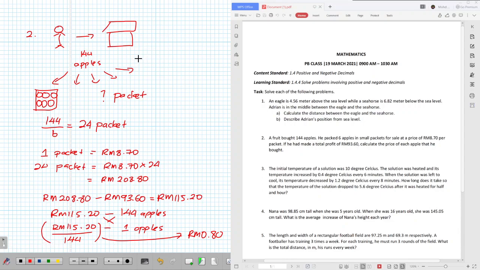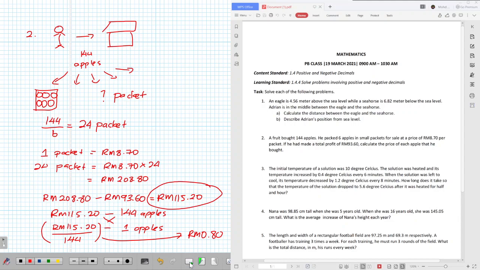So you need to write it down. 144 apples is divided into 24 packets, because we know that each packet has 6 apples. Then he sells all the apples in packets at that price, and if we multiply it, we will get 208 ringgit 80 cent. But he made a total profit of 93 ringgit 60 cent, and that is included in the 208 ringgit 80 cent. So this is the selling price without the profit, and this is for 144 apples. If you want to get one apple, we just divide it by 144, so we will get 80 cent. So this is for the second question.